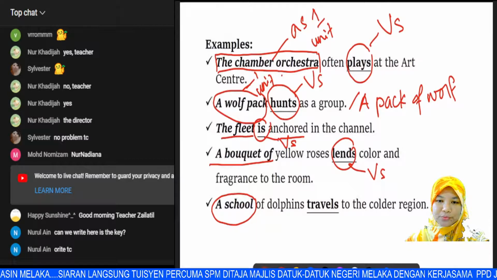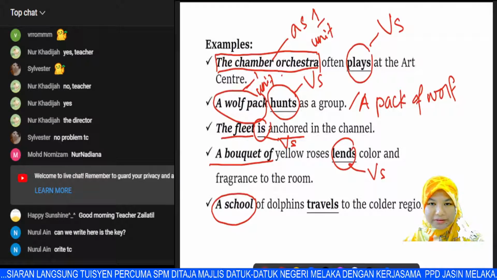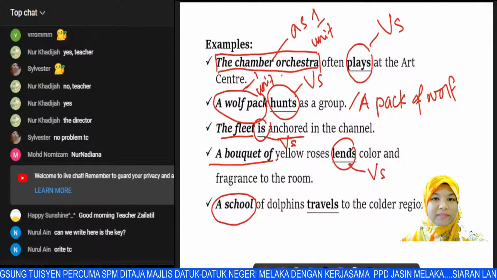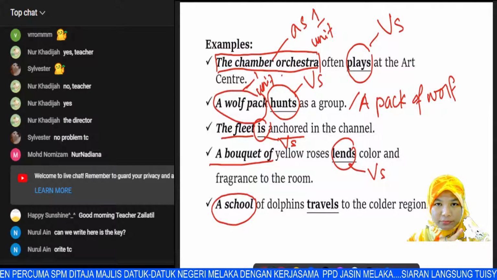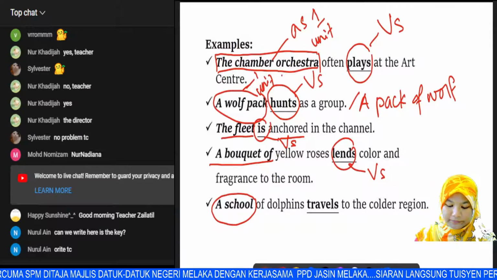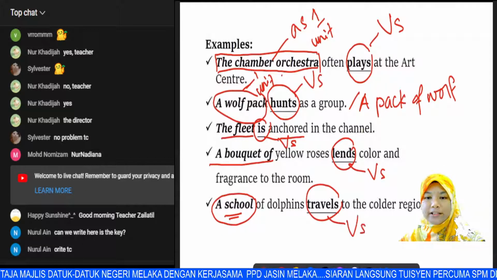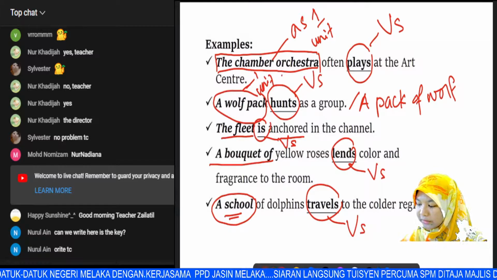There will be 10 or 20 dolphins traveling together. Traveling together means that they are together doing the same thing, traveling to the colder region, and there is only one group of them. So we use the verb in singular form. I hope you are clear with that.